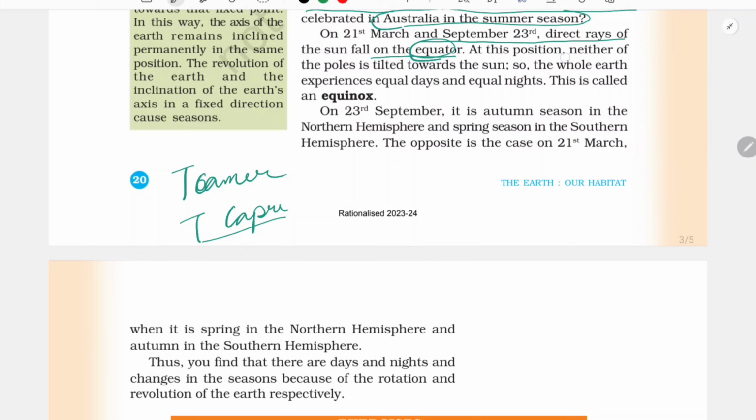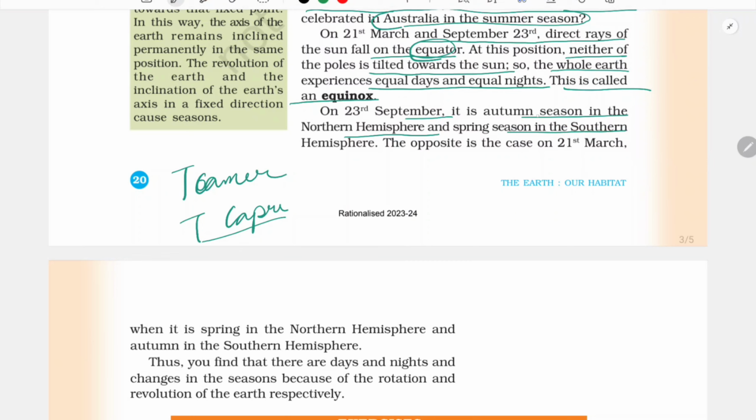At this position, neither of the poles is tilted towards the sun. You will be able to see in the figure that neither of the poles is tilted. The whole earth experiences equal days and equal nights. This is called an equinox. So on 23rd September it is autumn season in the northern hemisphere and spring season in the southern hemisphere. Again the reverse will be there.